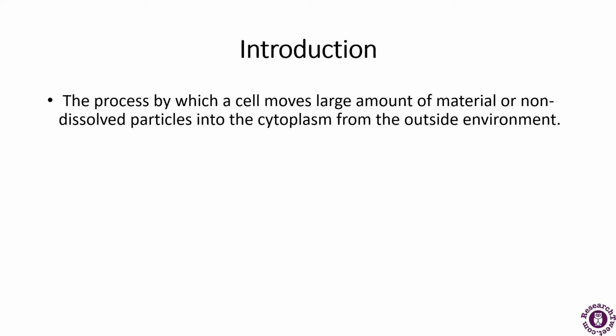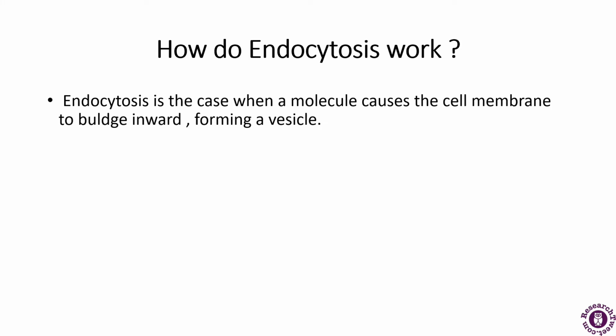Endo means within, and cytosis means cell. So this process, as the name suggests, takes place within the cell. This is the process by which a cell moves a large amount of materials into the cytoplasm from the outside environment. Now, how does endocytosis work? Endocytosis is the case when a molecule causes the cell membrane to bulge inward and form a vesicle.